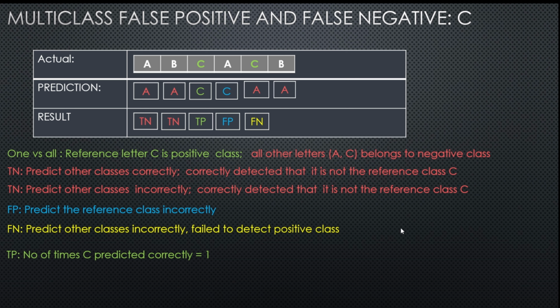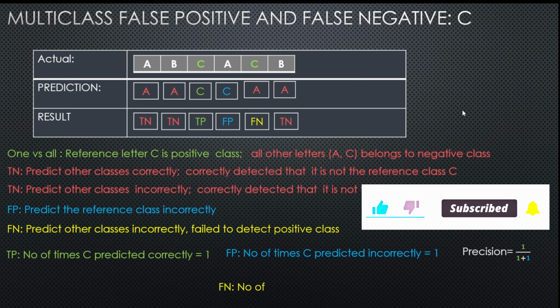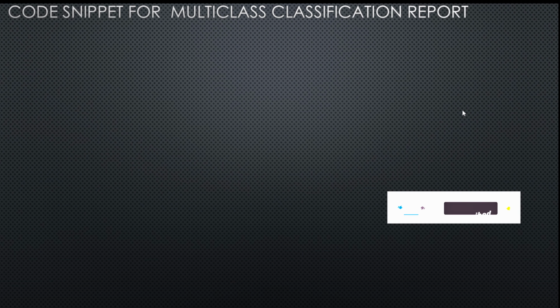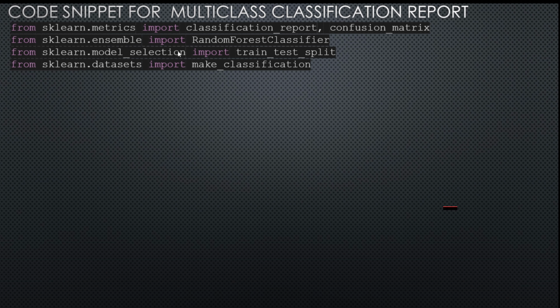The rest of the things are the same, so I'm skipping very fast. A minor, subtle difference between TN and FN in a multi-class scenario is what you should remember. Fair enough. Now let's go through a code snippet.